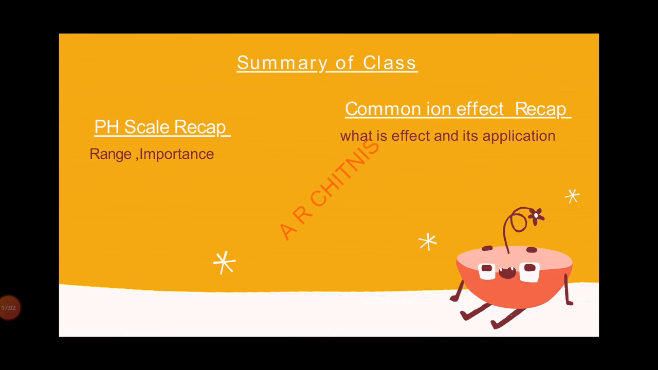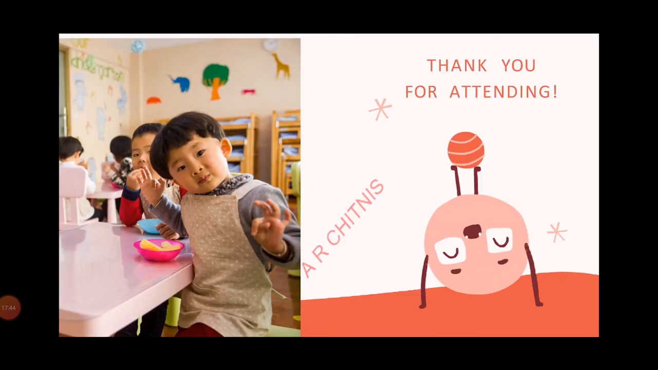Let us revise once again what we learned about the pH scale. The pH scale is very important. It starts with 0 and goes to 14. It is the negative logarithm to the base 10 of the molar hydrogen ion concentration. It is important in medicine, in chemistry, in industrial applications, isn't it? So that is the importance of the pH scale.